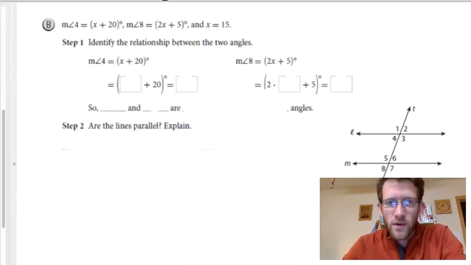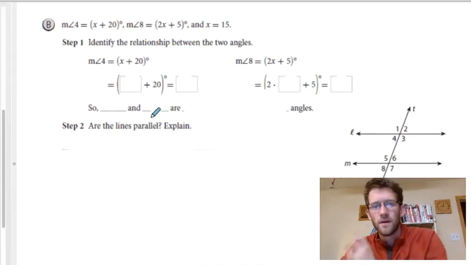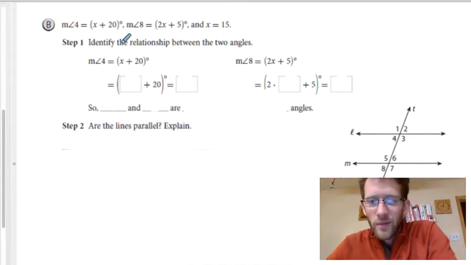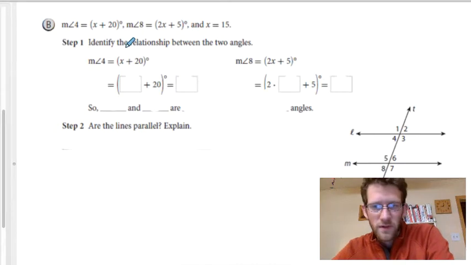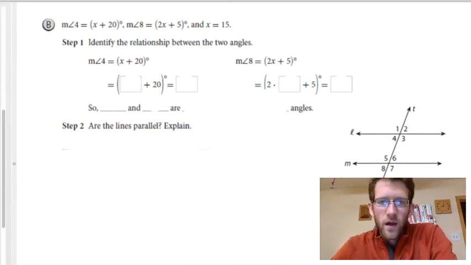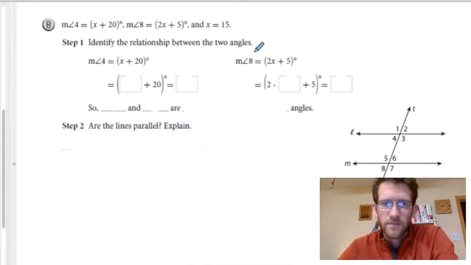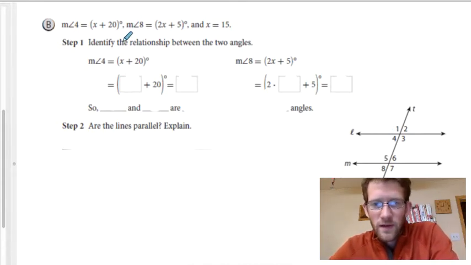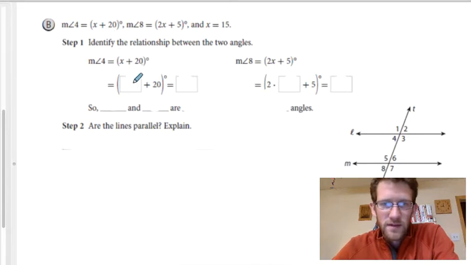It gets a little harder when we throw some algebra in, right? We can mix it up just so we can prove whether or not things are congruent or things are supplementary. So for example, angle 4 is x plus 20. Angle 8 is 2x plus 5. And x is 15, right? So they let us plug x in here, I guess.